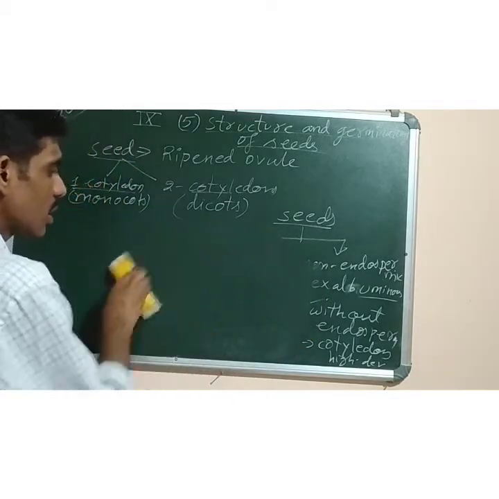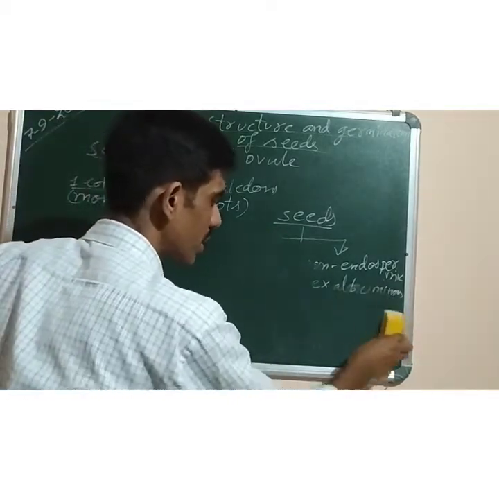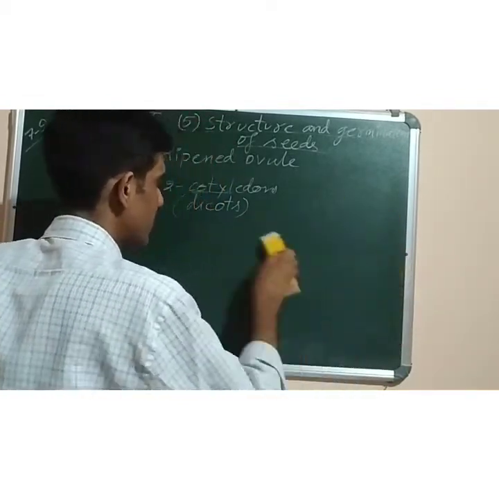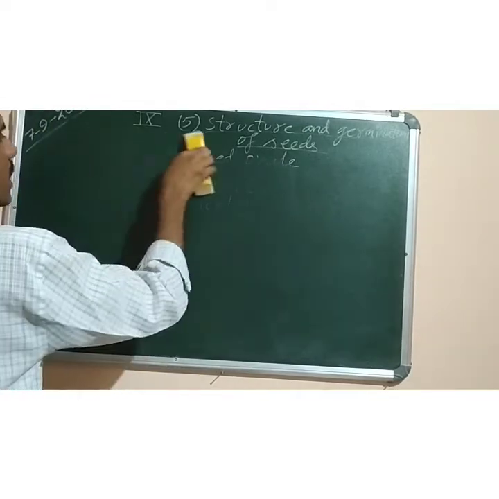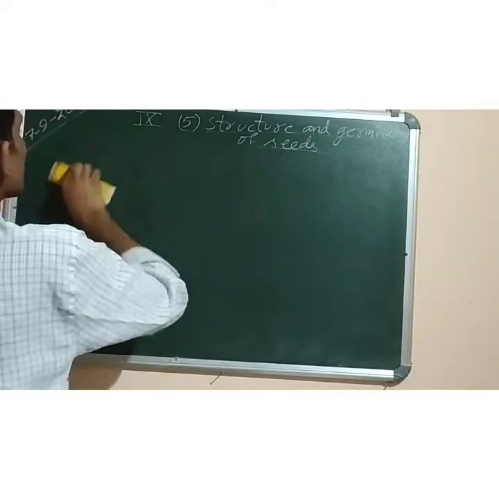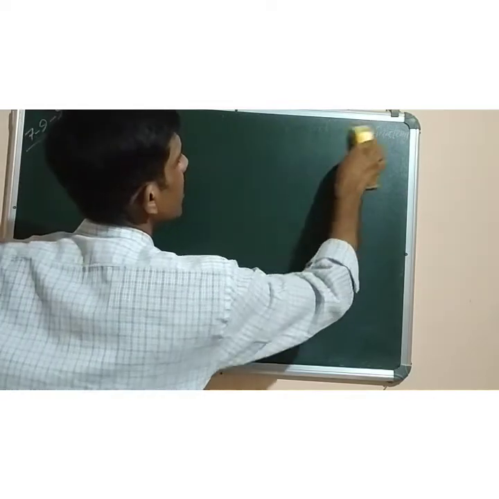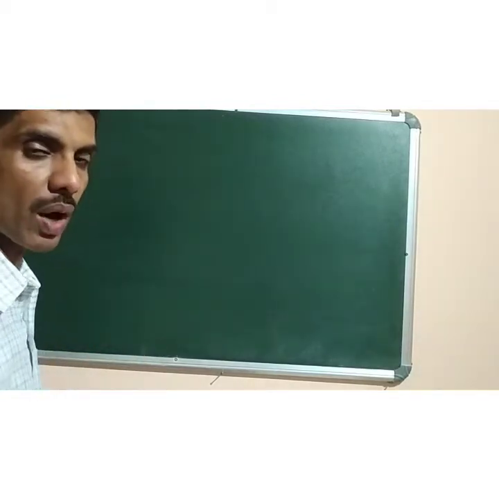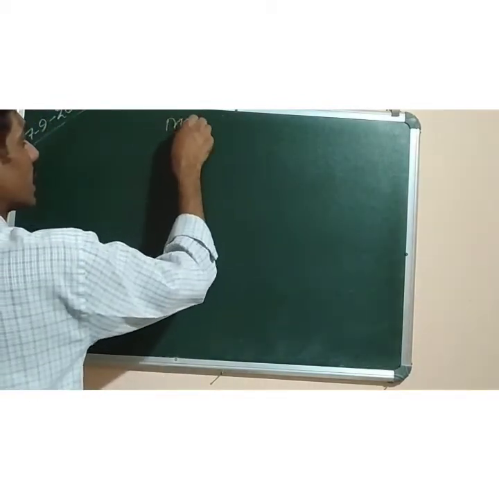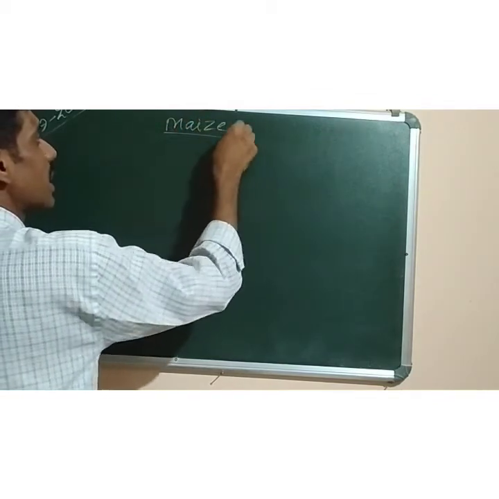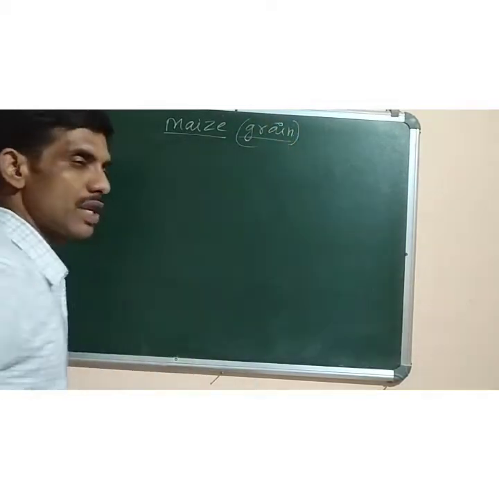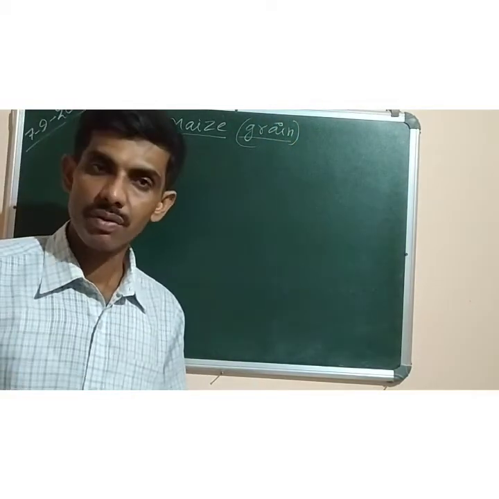Maize seed is actually a fruit, not a seed. The wall of the fruit in maize is fused with the wall of the seed, that's why the seed also has a protective covering. So the seed coat and the fruit wall are both fused together in maize. That's why it is called maize grain. It's better to use the word grain instead of writing maize seed or maize fruit.